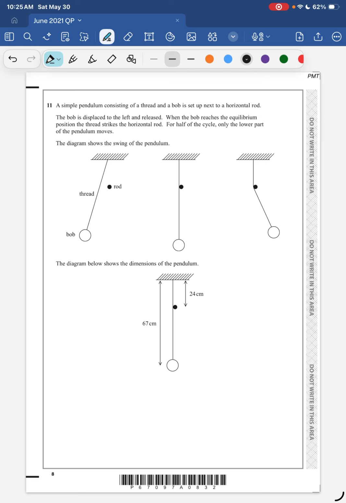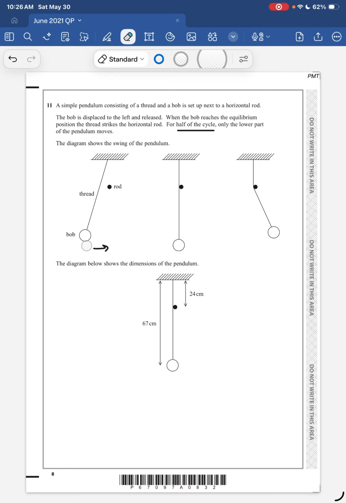Okay, question 11. A simple pendulum consisting of a thread and a bob is set up next to a horizontal rod. The bob is displaced to the left and released. When the bob reaches the equilibrium position, the thread strikes the horizontal rod for half of the cycle. Okay, so that's a key there. For half of the cycle, only the lower part of the pendulum moves. The diagram shows the swing of the pendulum. So you see the situation. The bob moves to the left, finds the rod, and then it oscillates that way.